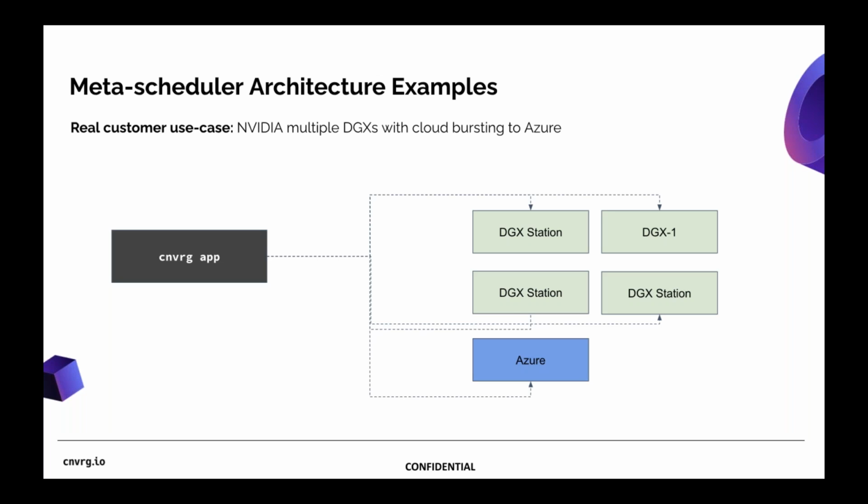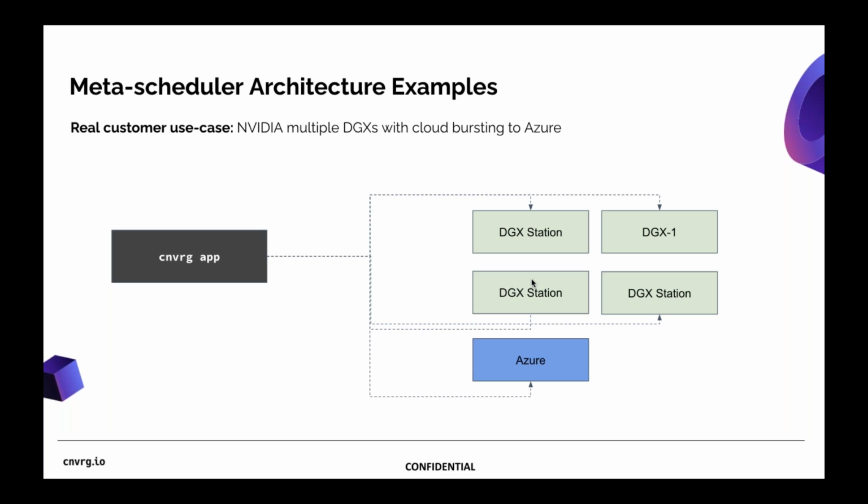Another nice use case is a customer that has multiple DGXs, DGX-1s and DGX Stations. Here on the on-premise side, we need to see that this use case basically started from a single DGX-1, and then they bought another DGX Station and another one and another one. So Converge helped them to scale very easily.